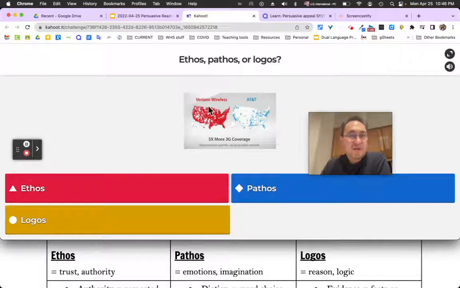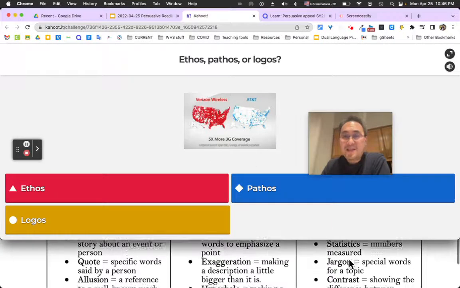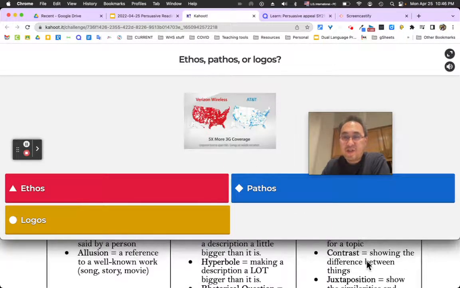How about this one? Is this one ethos, pathos, or logos? Well, it can't be this one. There's no one saying anything about that, right? Is there anything emotional about that? Not so much. It is giving us some numbers, but the best one underneath here is contrast.